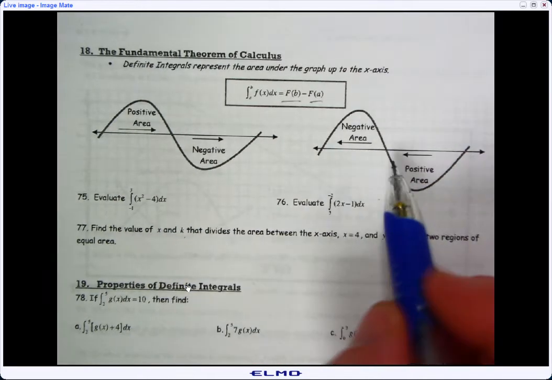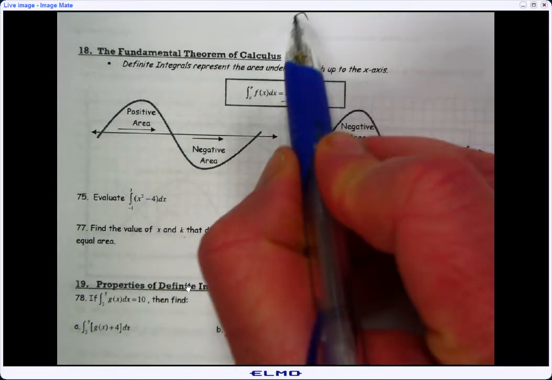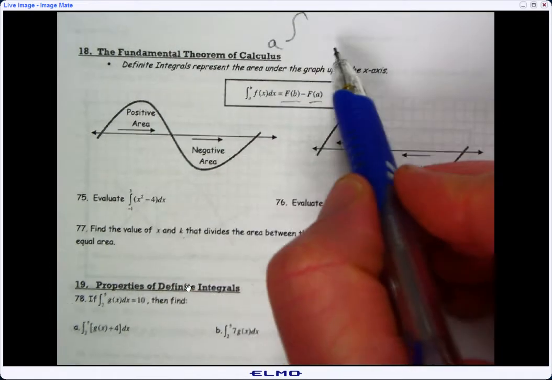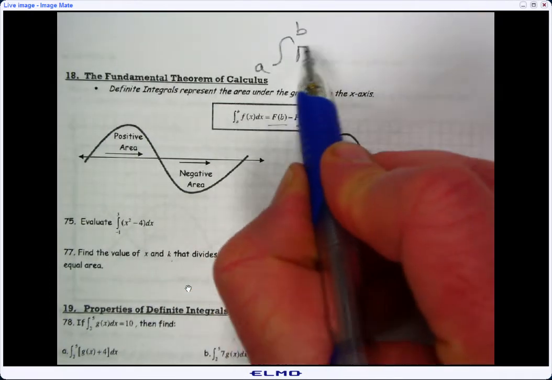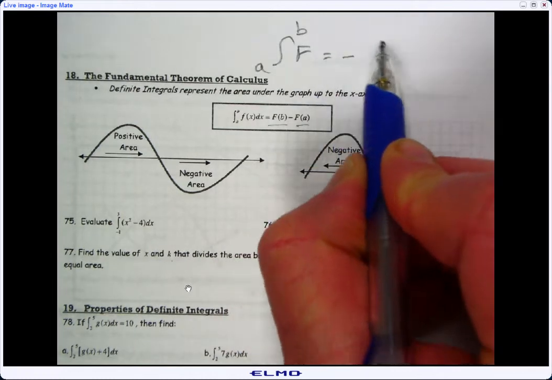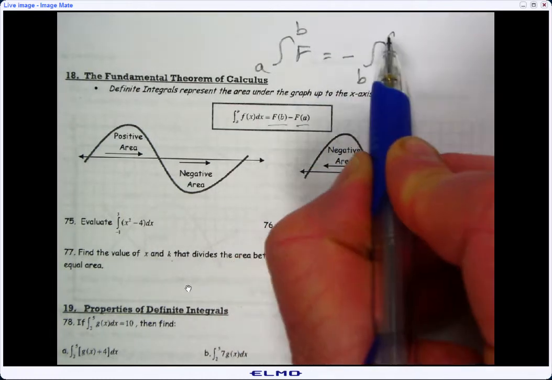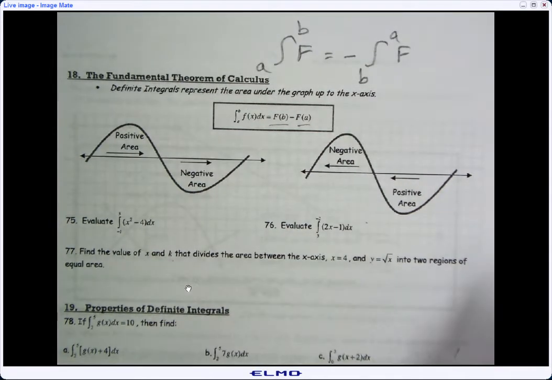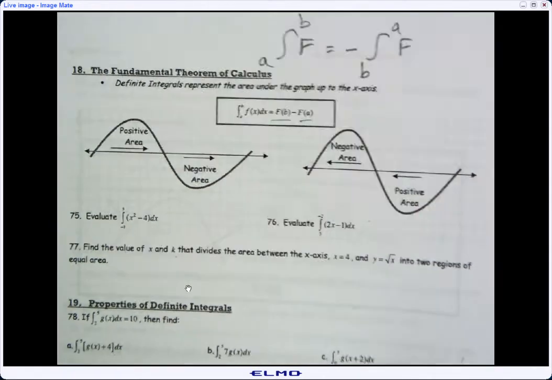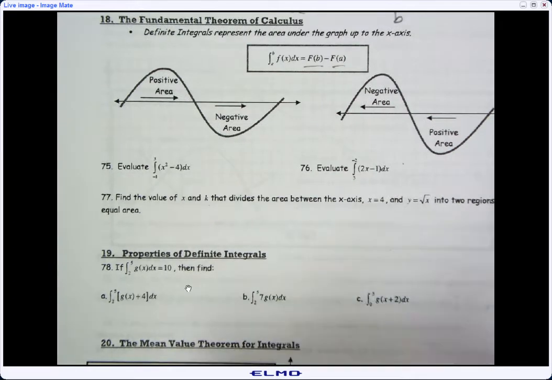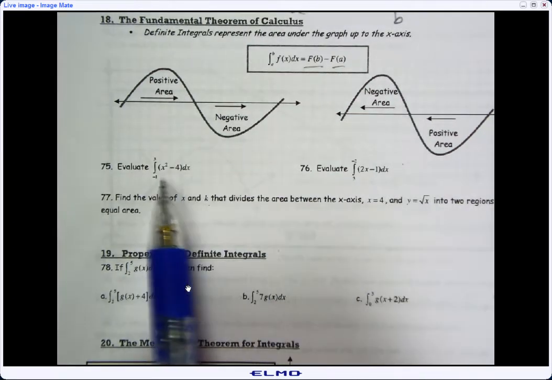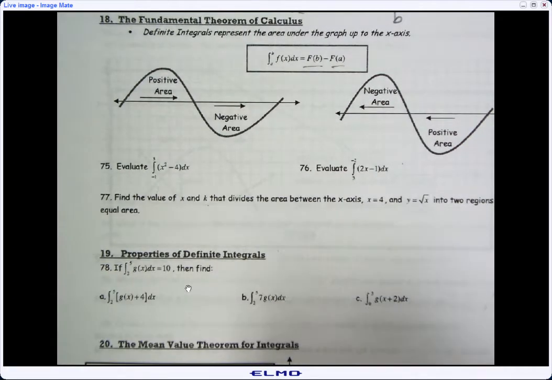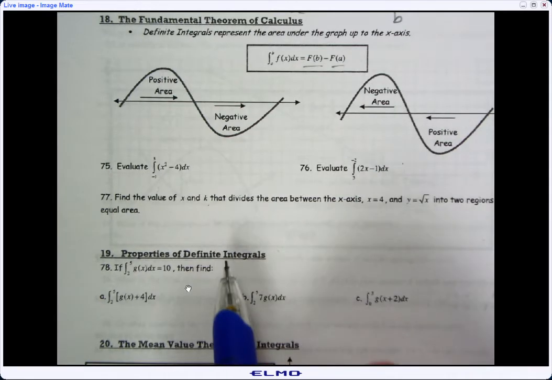If it's below, it's a negative number. If you're going in the opposite direction, the integral from A to B of f is the opposite of the integral from B to A of f. So if you go the other direction, it changes the sign. Important thing to know: if you're given information in the wrong direction, you can change it back to get the right answer. Those are definite integrals. Please practice those. Then check them on your calculator. Remember, on your calculator, it's function int.